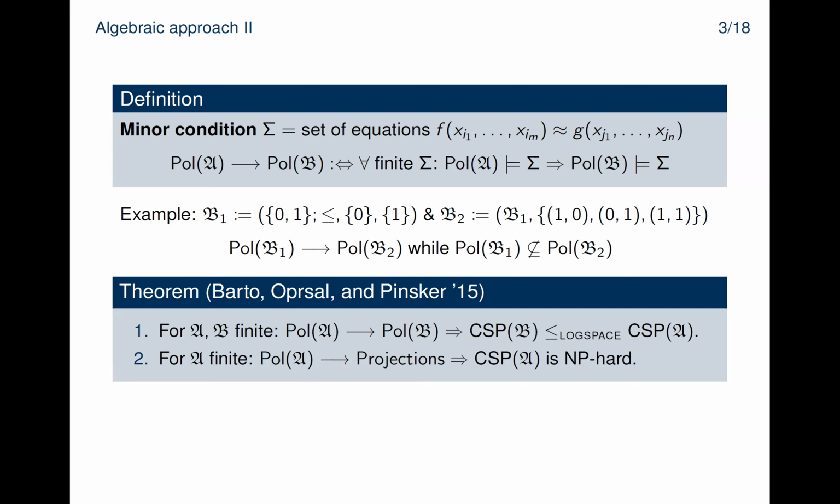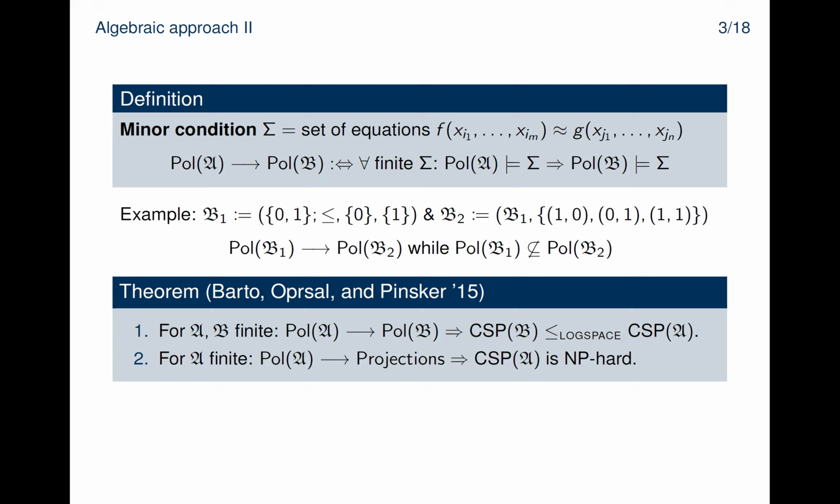In the Wonderland of Reflections paper, Barto, Opršal, and Pinsker have formulated the following very elegant property of these maps between polymorphism clones that preserve minor conditions. Namely, if we have a map from Pol A to Pol B, then the CSP of B reduces in log space to CSP of A, which is actually just a generalization of what we saw on the previous slide on the first level of the algebraic approach.